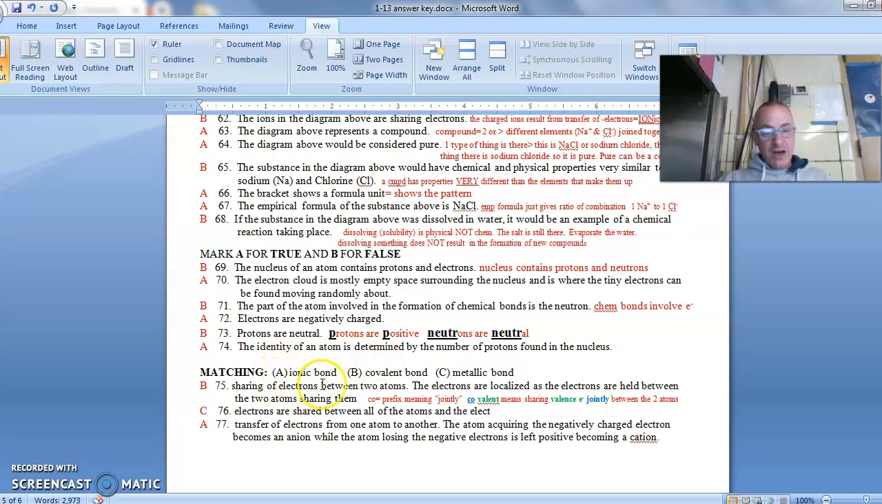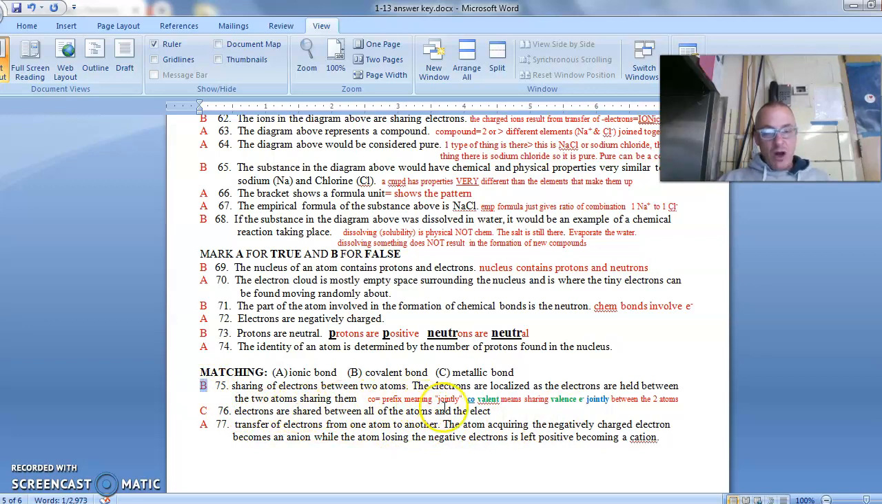Number 75, the sharing of electrons between two atoms. What kind of bond is it where they share electrons and the electrons are held between the two atoms? They're not allowed to move. They're held in that localized spot. That's called a covalent bond. Co means jointly. Valent means outermost electrons. The electrons in the electron cloud that are furthest away are the valence electrons. So covalent means they're sharing those valence electrons jointly between them. So that would be covalent bond, letter B.